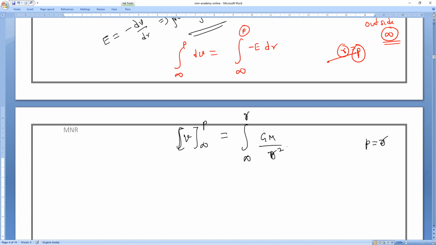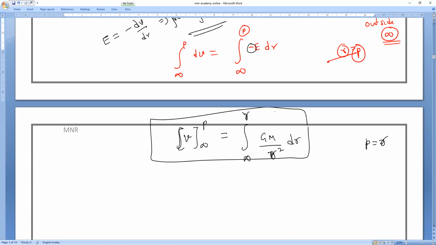So GM divided by r square into dr. Here also minus minus. Here already E is there, and if you substitute minus of E dr, minus into minus will become plus. Am I right, guys? Clear? All of you? So if I apply the limits, Vp minus V infinity. Of course, we all know that V at infinity is 0.